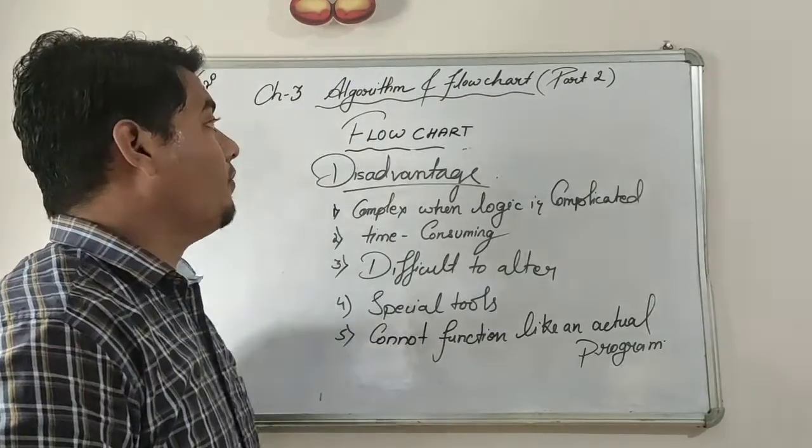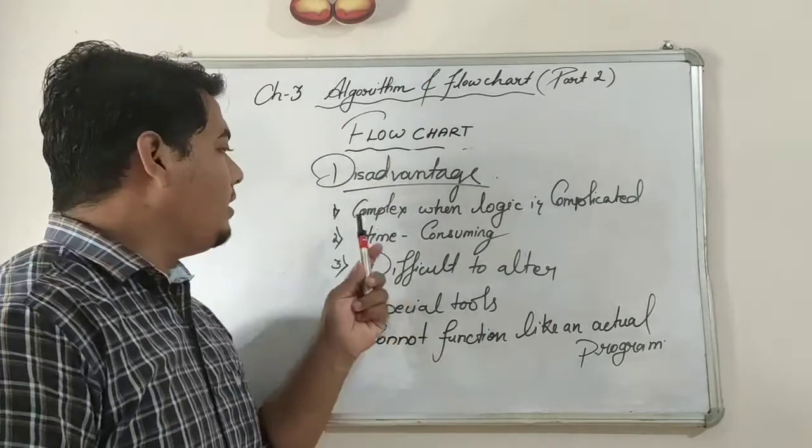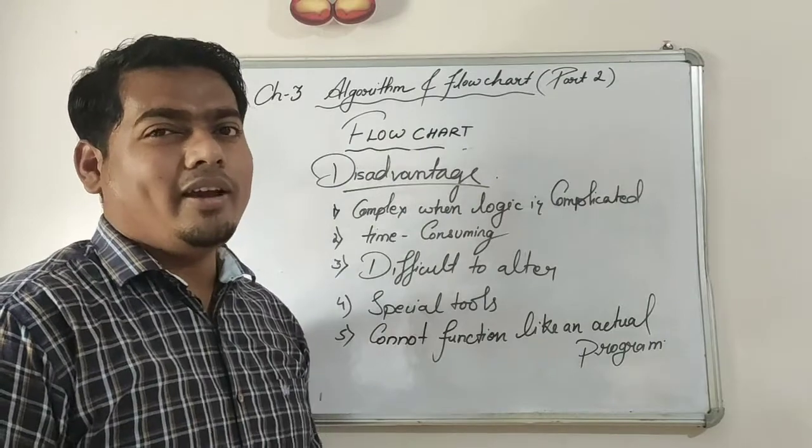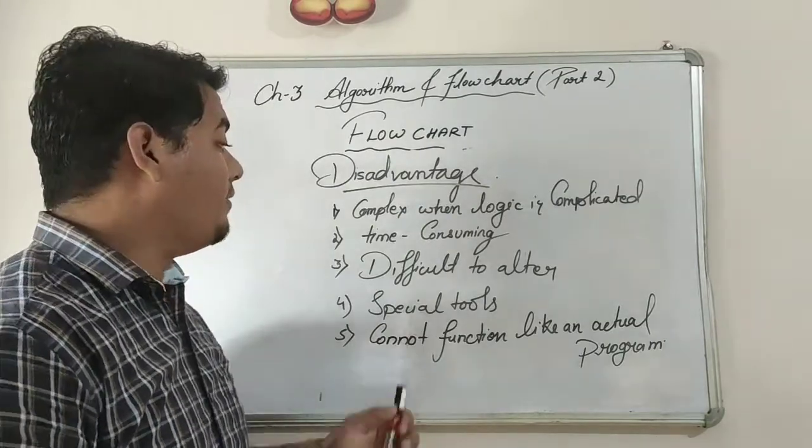The disadvantages of a flowchart. Here you can see how many disadvantages there are: 1, 2, 3, 4, 5. This is not fair, right? There are only 4 advantages, but 5 disadvantages.